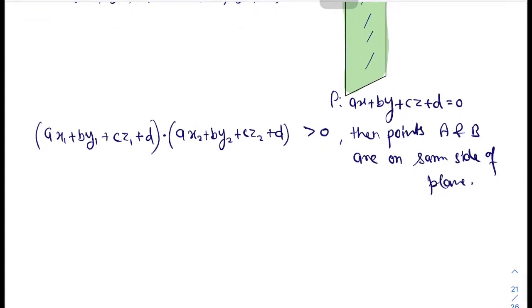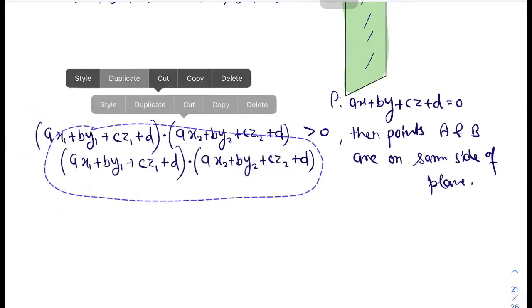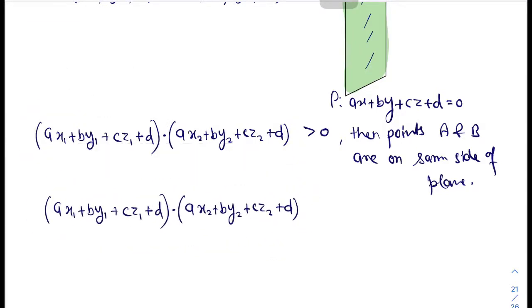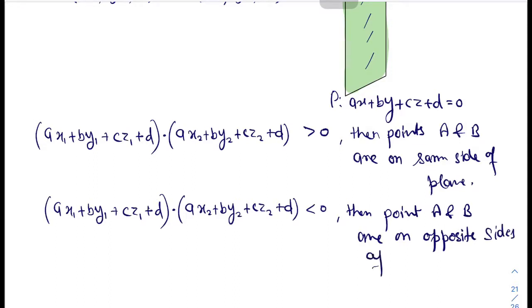and if this comes out to be negative, this is only possible when one gives us positive and the other negative, like minus and plus, or plus and minus. So in this case both will be of opposite sign, and hence points A and B also lie on opposite sides of the plane. Simple as that.